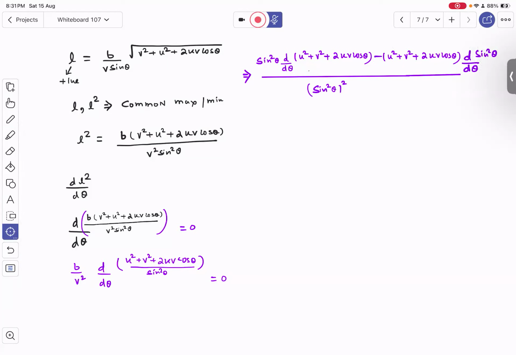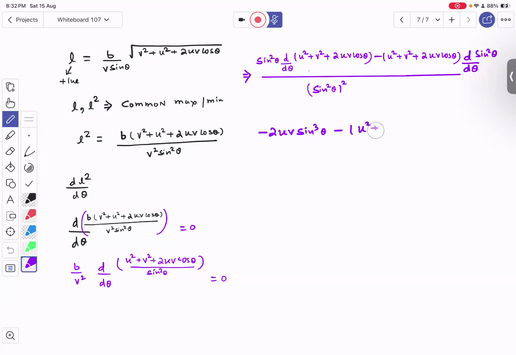So differentiation, each one not difficult. U square differentiation is 0, V square differentiation is 0, and 2uv cos theta differentiation will be minus 2uv sin theta. So the first one will become minus 2uv sin theta multiplied by sin square theta, so sine cube theta. Now here, for differentiation of sine square theta, we'll use the chain rule, and you will assume sine theta as t, then you will do it. And that will come out to be 2 sine theta into cos theta.